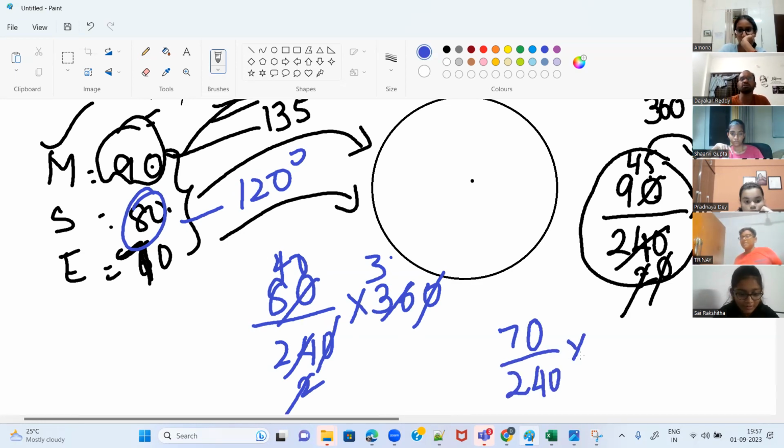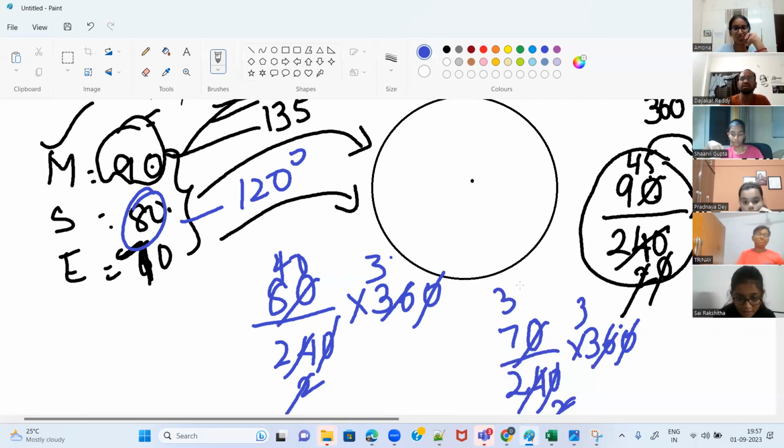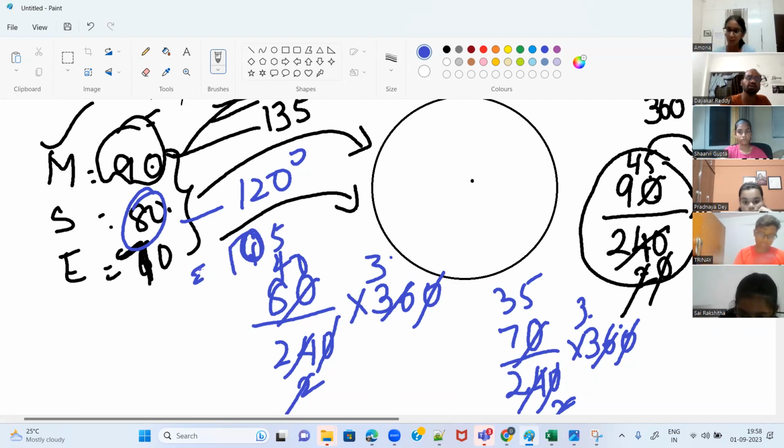70 by 240 into 360. 12 twos, 12 threes, 2 ones are 35, right? 35 into 3, how much? 145. Is it correct? No, sir. Somewhere I did wrong. 3 fives are 15, and 30 plus 75 is 105, right? So now you have the angles for maths, science, and English.